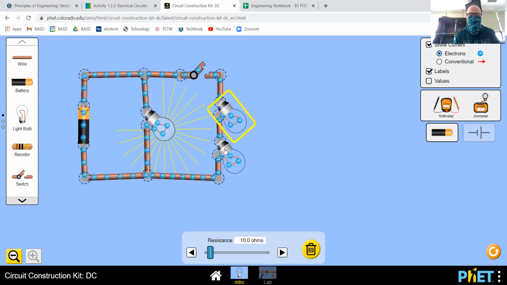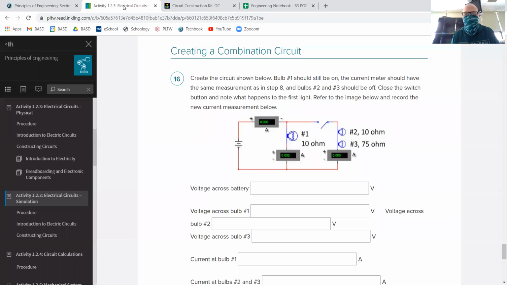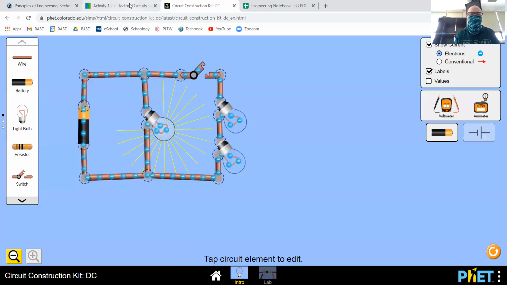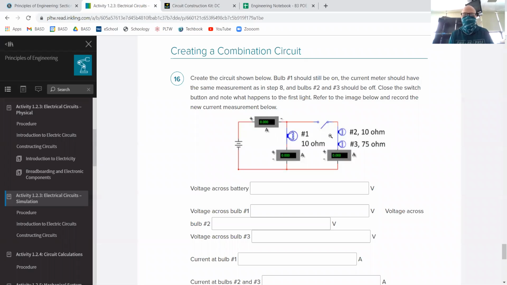This one is also 10, and I don't remember. I guess I'm not as good as the server. Oh, there we go, 75, okay, 75 ohms here, 75 ohms. There we go. So I think I've got the circuit pretty much set up the way that I want it to go.